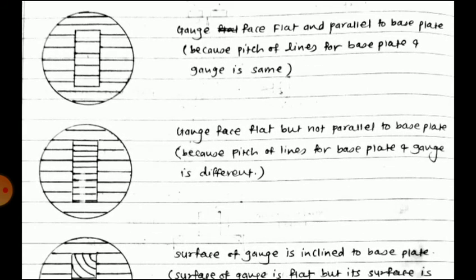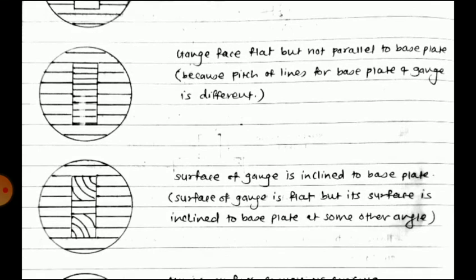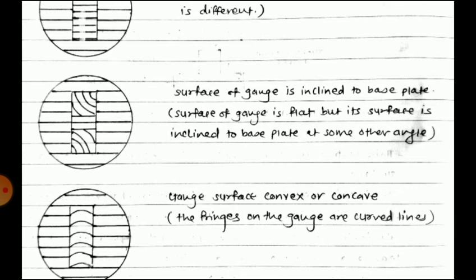Now the first pattern: the gauge face is flat and parallel to the base plate, because the pitch of lines for the base plate and the gauge is the same. Second, the gauge face is flat but not parallel to the base plate, because the pitch of lines for base plate and gauge is different. The surface of gauge is flat, but it is inclined to the base plate at some angle.